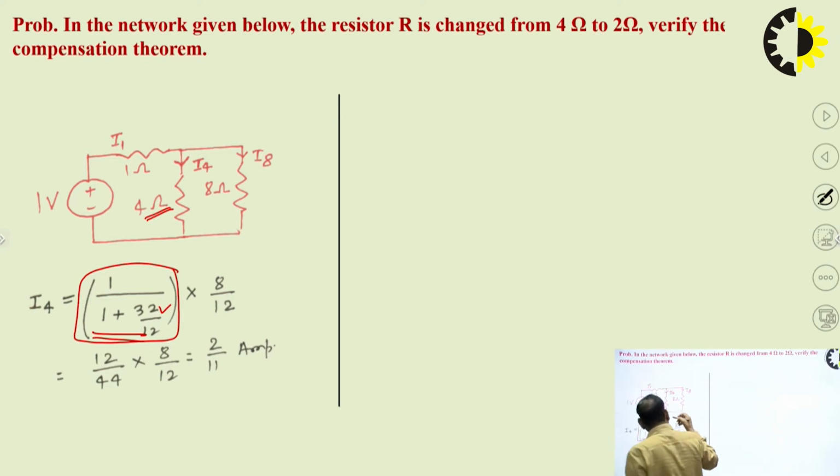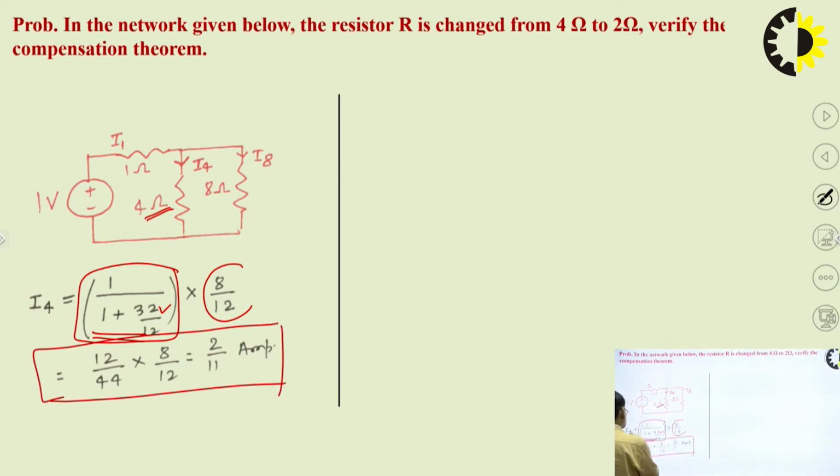And I have applied the current division. If you want to find the current through this 4 ohm resistor, using the current division, I have taken the 8 impedance of this branch divided by total impedance. So 8 divided by 12. If you want to find the I8, here it will be 4 by 12. This is the simple current division you have studied in your BTech first year course. So this is the original current I4, 2 by 11 ampere.